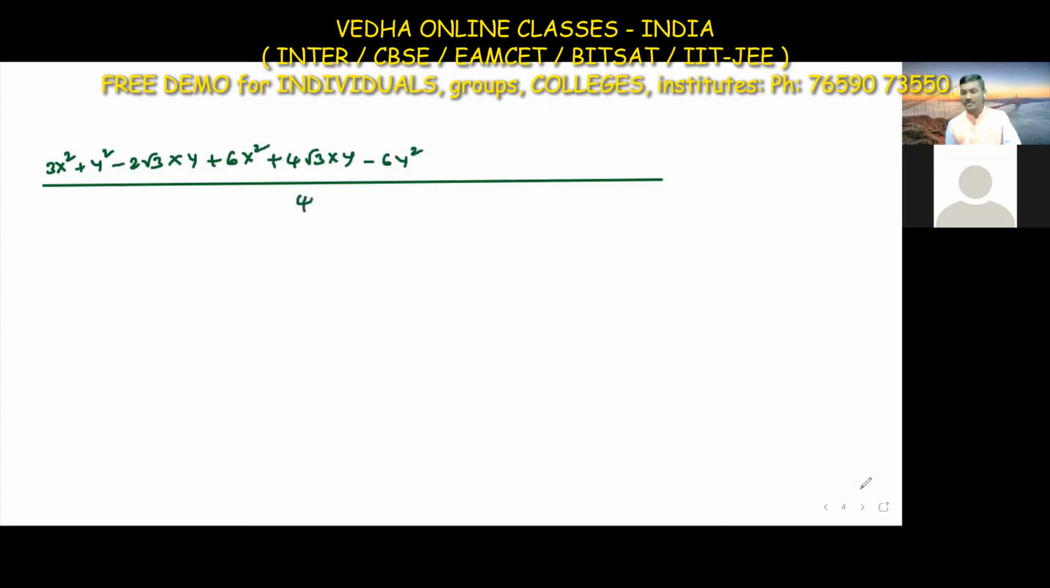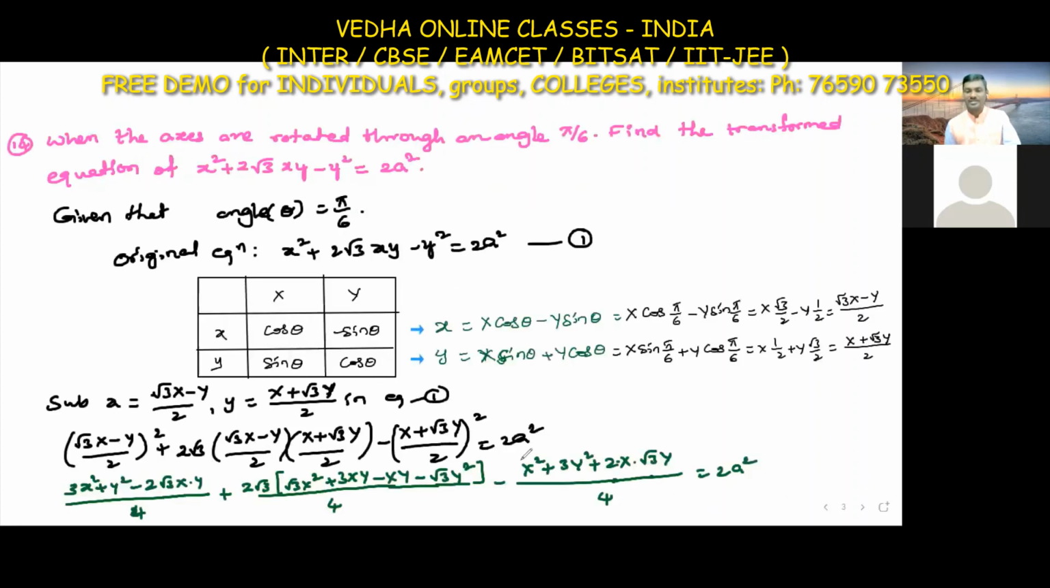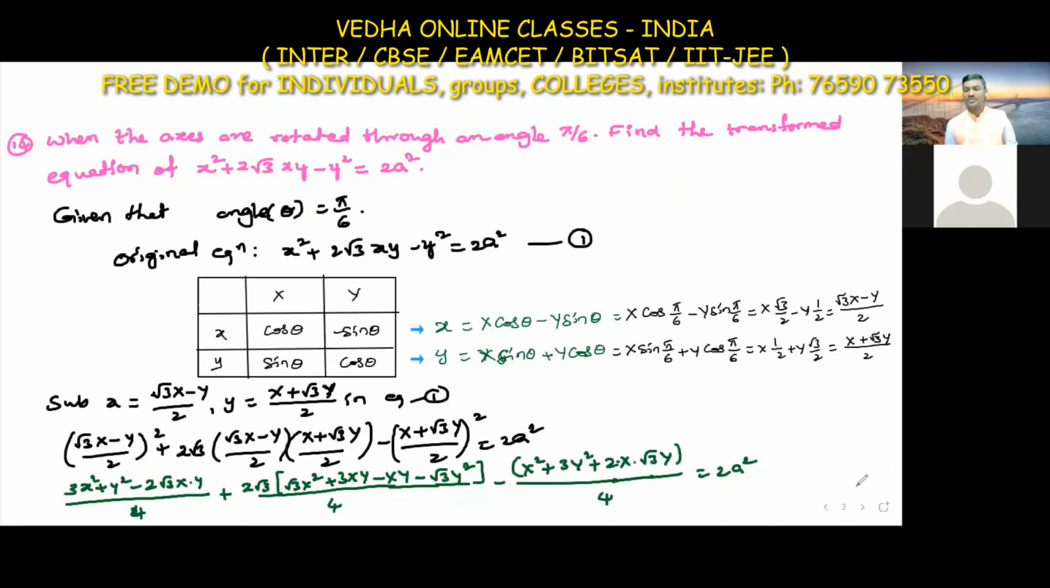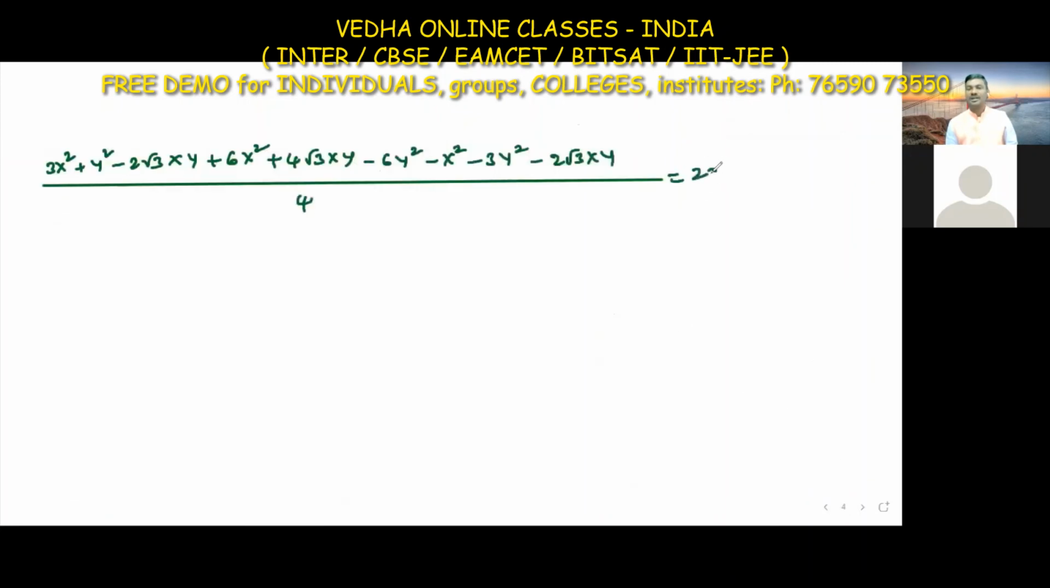Here the LCM we already took as 4, and minus X square. This minus is applicable for all terms: minus X square minus 3Y square minus 2 root 3 XY. It is equal to what we have on the right side, 2a square. Write the 2a square as it is.